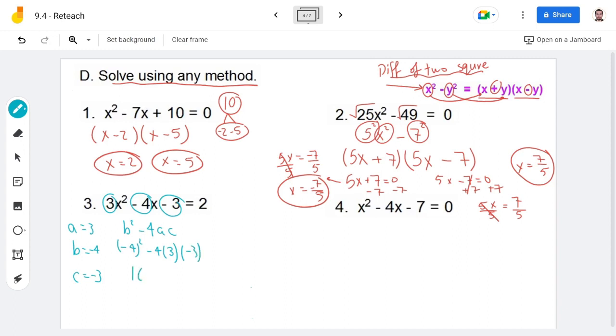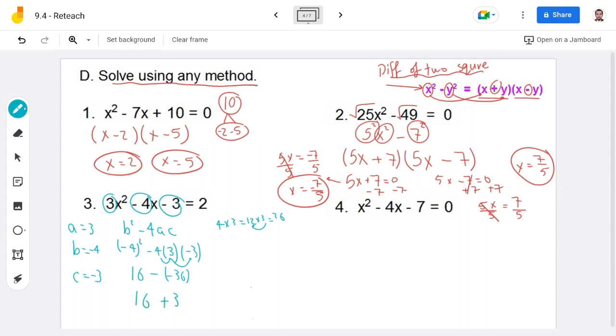Now 4 squared is equal to 16, minus 4 times 3 is equal to 12, and 12 times negative 3 is equal to negative 36. Why? Because 4 times 3 is equal to 12, and 12 times 3 is 36. So negative with negative, so it will be positive.